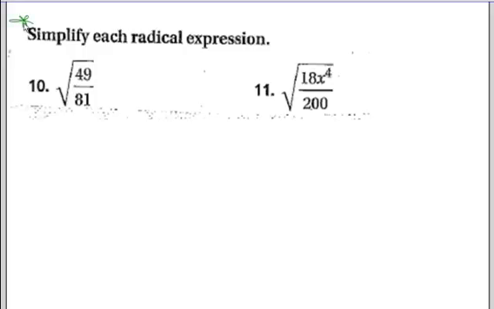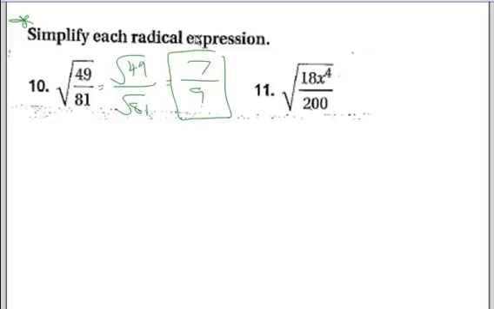Now we're going to add just a little bit more to that. If you have a fraction, there's multiple ways to do that. I can try and reduce it right away. These do not reduce. So the next thing I'll try and do is separate them. If I separate, square root of 49 is 7, and the square root of 81 is 9. If I want to simplify each radical expression, I cannot have a square root in the denominator. So this part must reduce. If not, in a couple examples we'll see what to do with it.